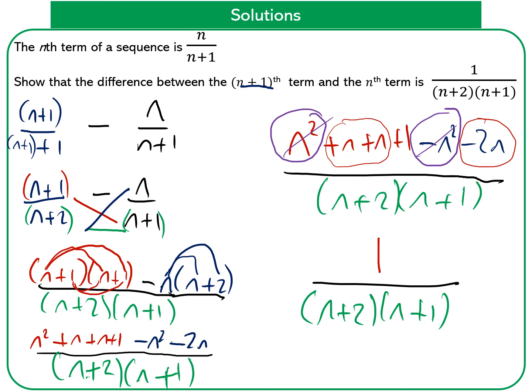Make that a bit neater, right? This is a show that question. We've derived this, so the question is finished.